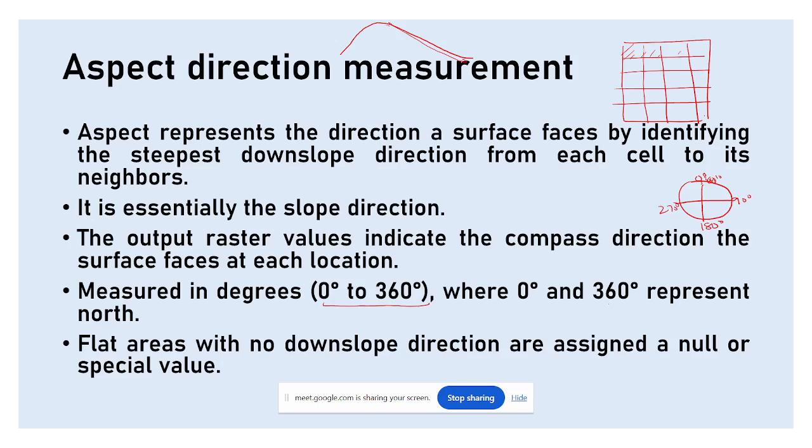Flat areas with no downslope direction are assigned a null or a special value. We are only talking primarily about terrain which has some kind of slope. So if in this particular image, which we have represented in terms of grids, you have a DEM model in which there are elevations, there are depressions, and at the same time there are flat terrains, those flat regions will not have any particular number. Rather, they will be assigned as null or some other value which signifies that this is a flat terrain.